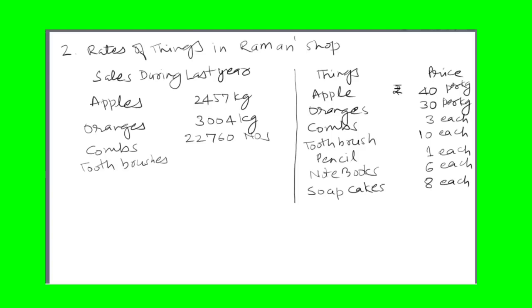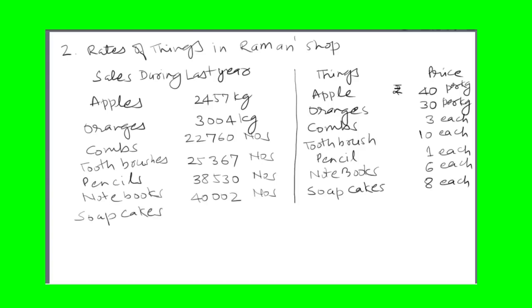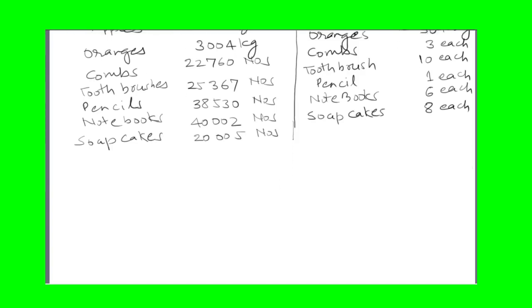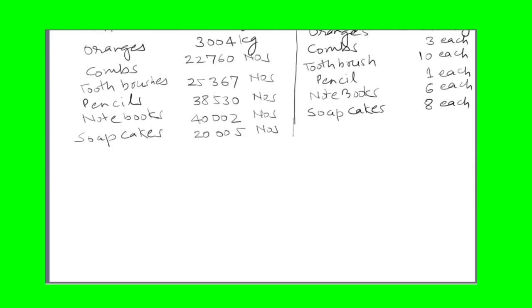Toothbrush 25,367. Pencils 38,530. Notebooks 40,002. Soap cakes 20,005. These are the data given to us.